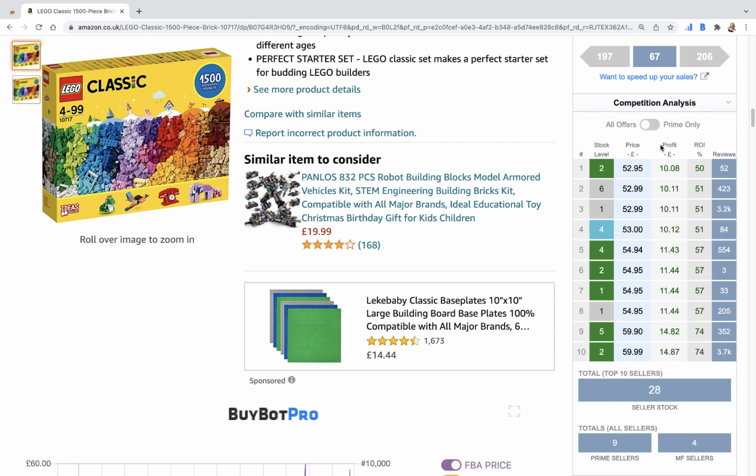But what you also want to look at, you see you've got grey here, those are MF sellers. So an MF seller is grey, a blue seller is MF prime. And if it was Amazon, they would be orange, but Amazon aren't on this listing. But if they were, they would be orange.